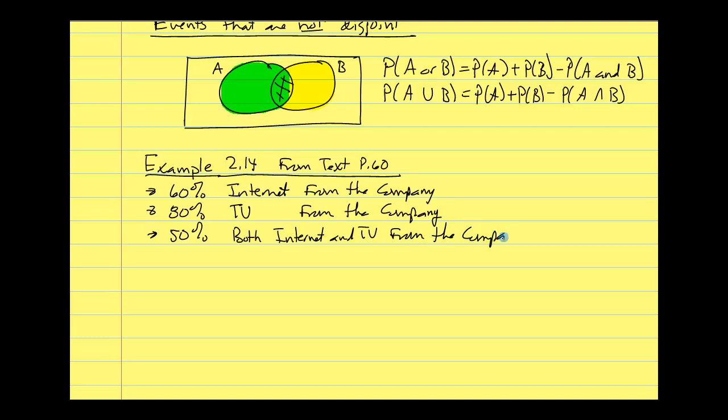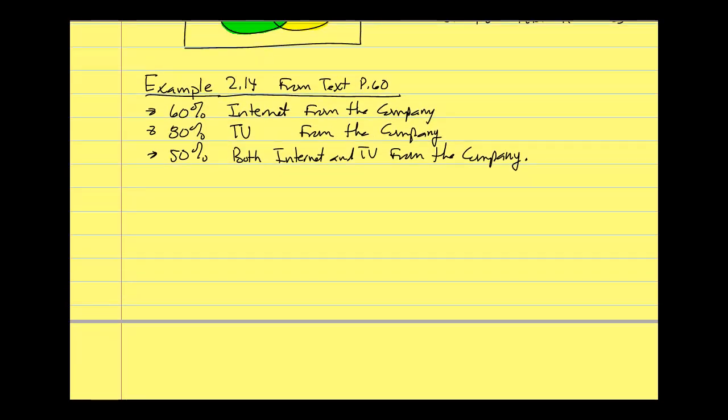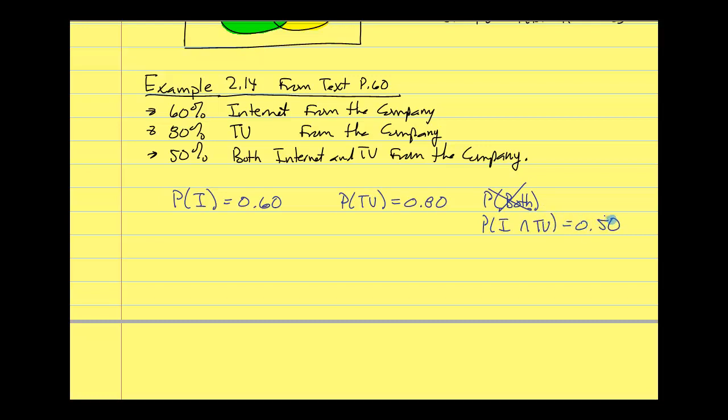So what we want to look at here are some Venn diagrams, and we're also going to look at how we notate this information using probability notation. So the probability of I, probability of internet, is 60%, 0.60. Probability of TV is 0.80, and then I have the probability of both. Now "both" doesn't really help us describe this, so instead of just "both" we should say internet and TV, and get used to this type of notation, and that's 50%.